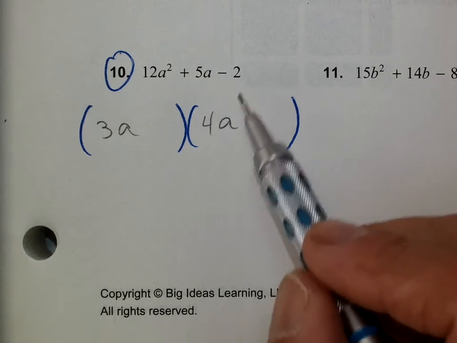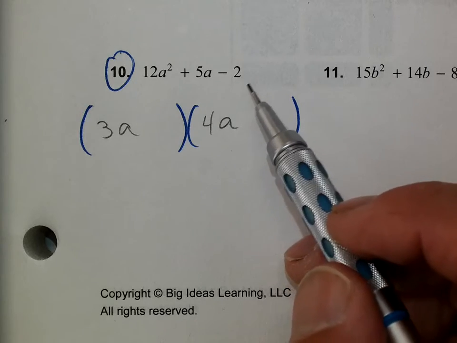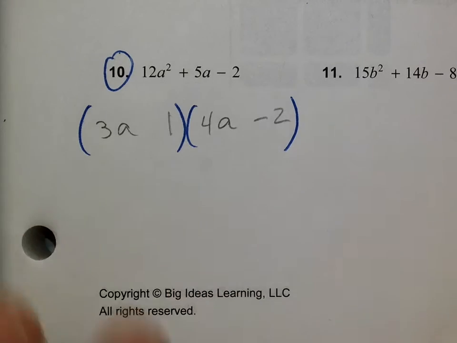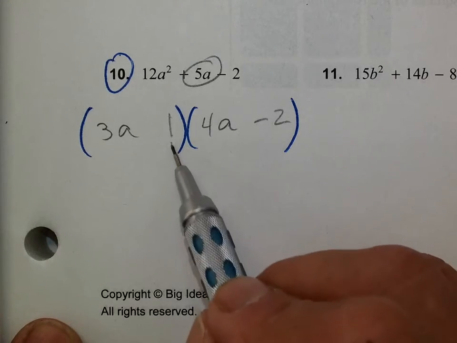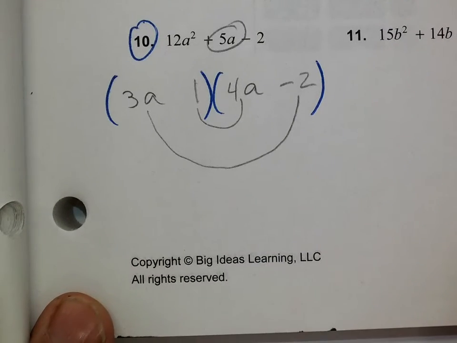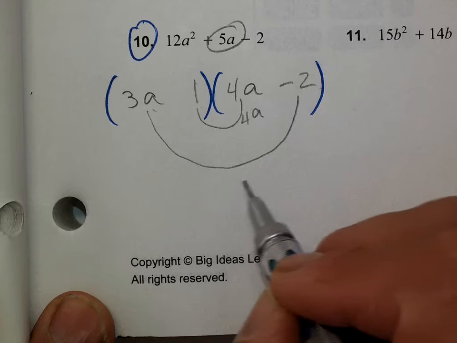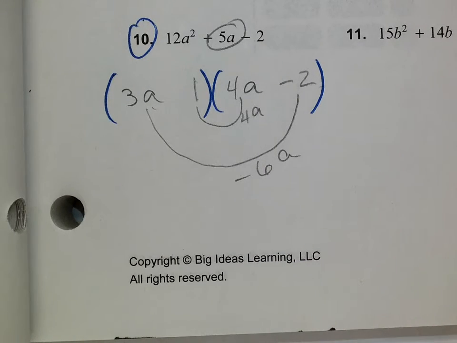So what about negative 2? What are the multiples of negative 2? 1 and 2. Okay, so we got 1 and negative 2, I heard, okay? Let's check it. Let's see if this works. Now I need to make a middle term of 5, right? So I'm going to check my double smiley. With my double smiley, I'm going to get a positive 4a and a negative 6a, okay? Doesn't work, right?